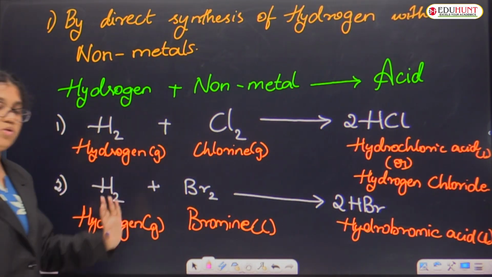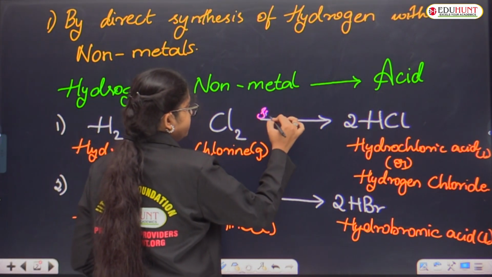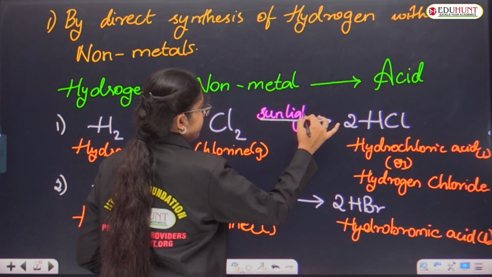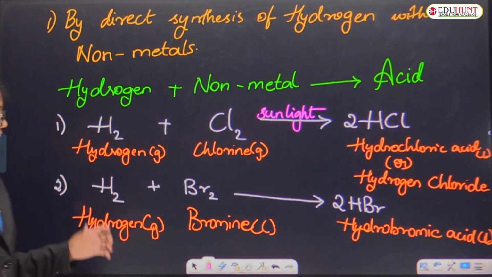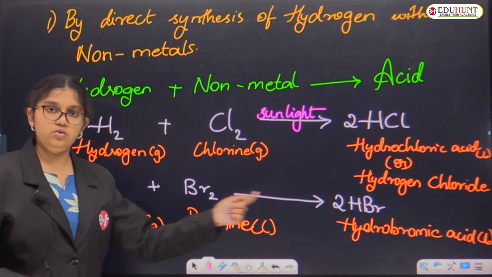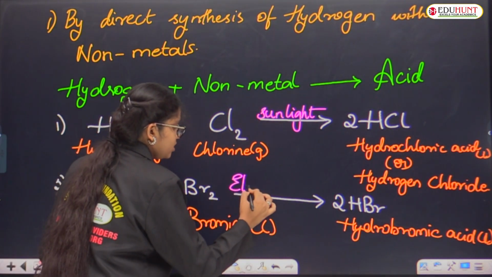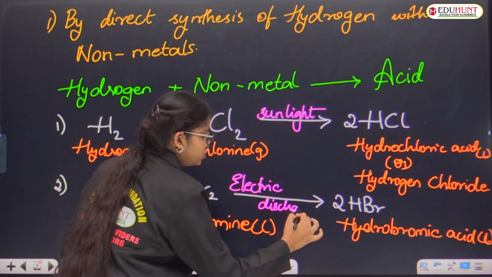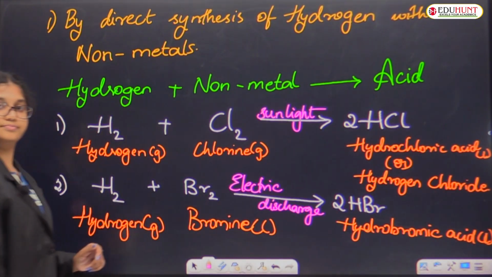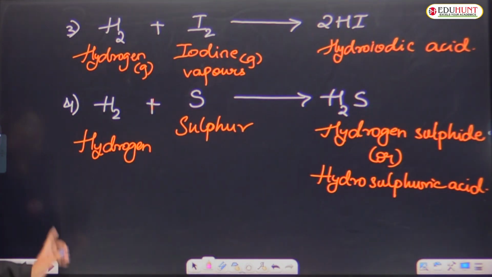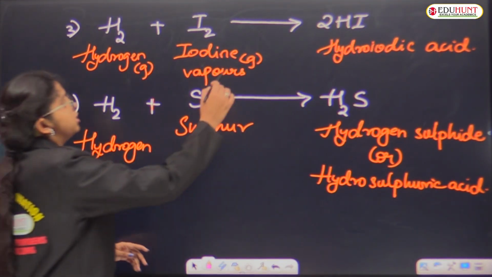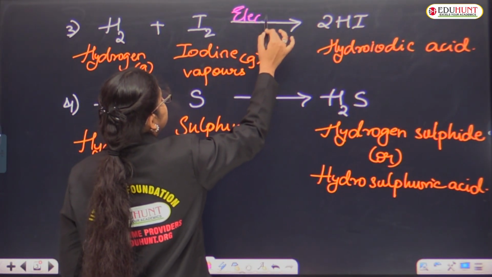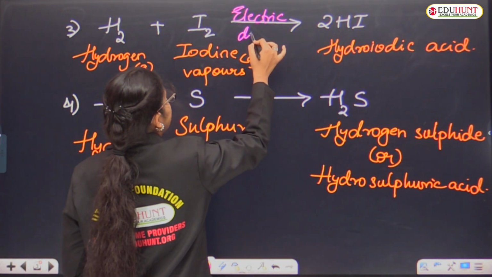In the first example, H2 plus Cl2 is there, no? It is synthesized directly with the help of sunlight. And H2 plus Br2 gives HBr, no? This is by electric discharge. Now, next one, third example. H2 plus I2. Same. Electric discharge only. Okay?